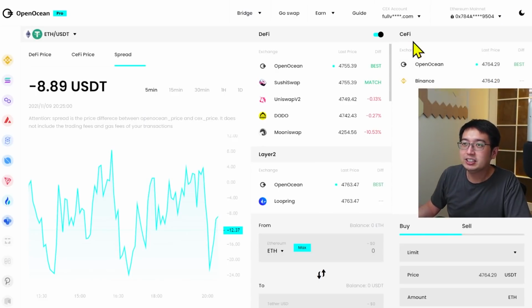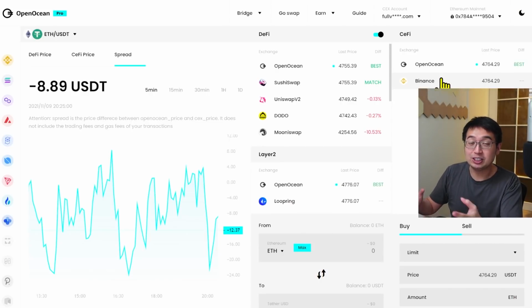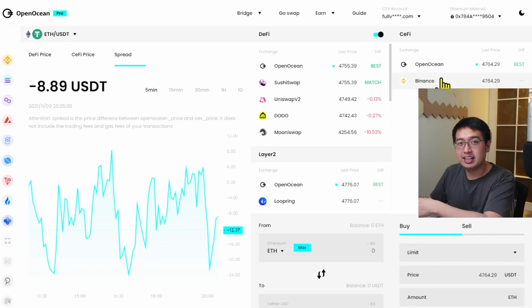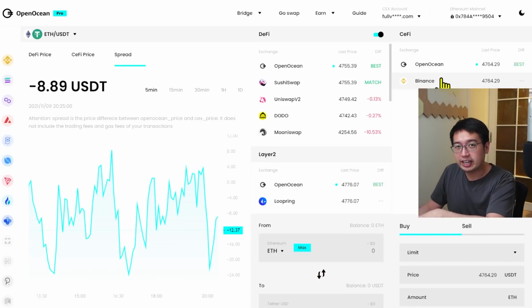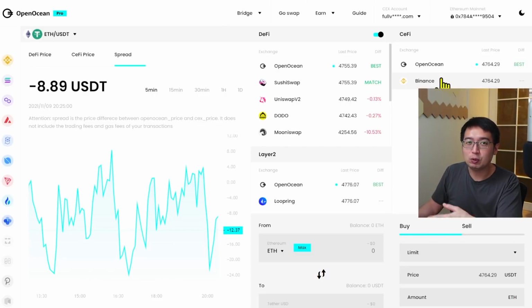We can take a tour of the advanced section. So you have your CeFi section here, that's OpenOcean and Binance. If you are going to trade on CeFi, you would need to set up your OpenOcean CeFi account, which means you have to go through KYC, and you can't trade from your wallet. It has to be through the centralized finance side of things. So you would have to deposit tokens to your OpenOcean account and then withdraw them if you want to do any trading against the CeFi exchanges available, which is Binance at the moment, but there will be more in the future.